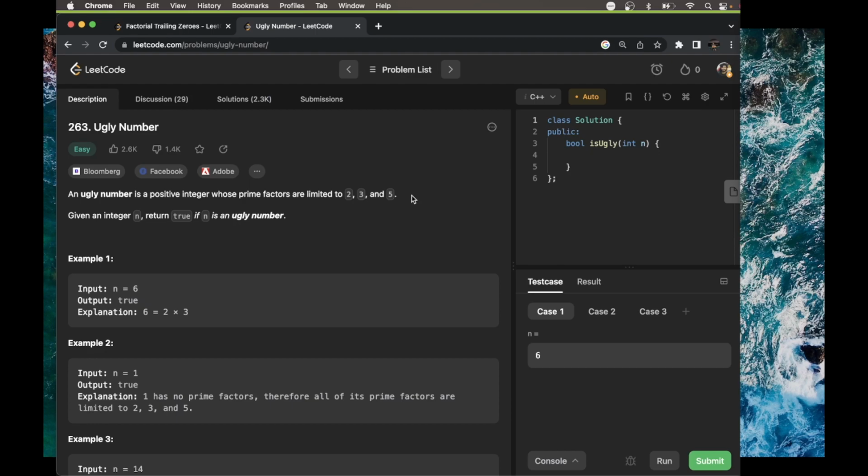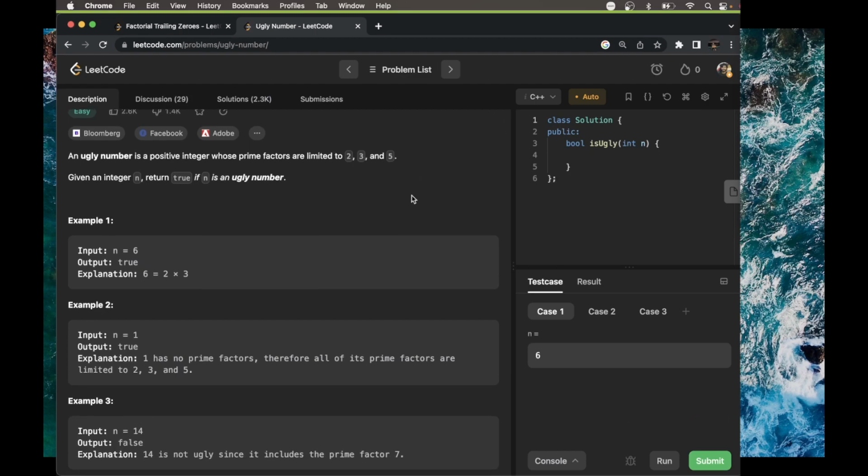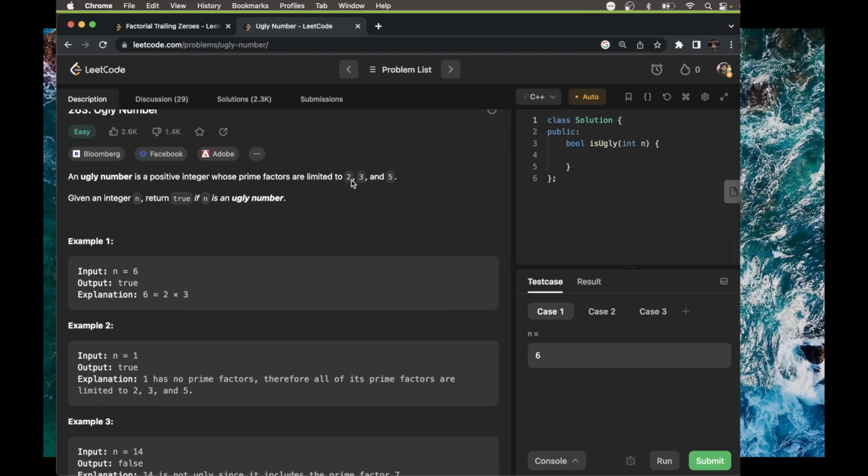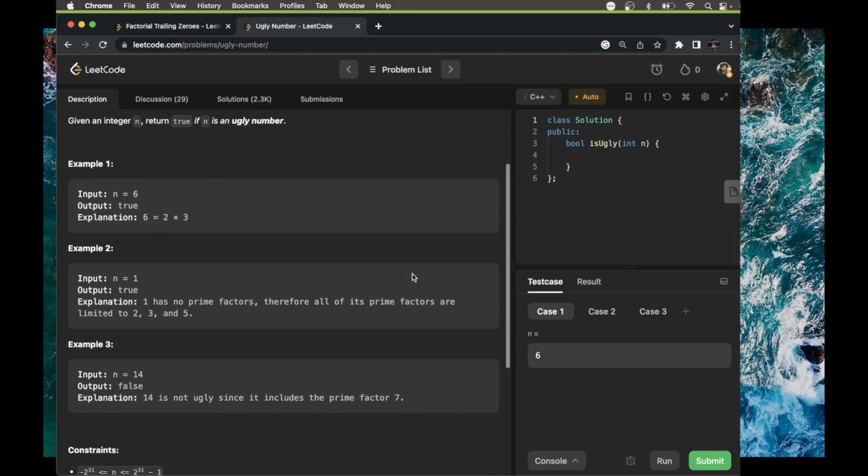That means if a number has prime factors only as 2, 3, or 5, now there can be multiple occurrences of 2, right? So that's not a problem for us. It's just that there should not be any other prime factor apart from 2, 3, or 5. That's our main concern. So how can we solve this question? It's a very easy question.